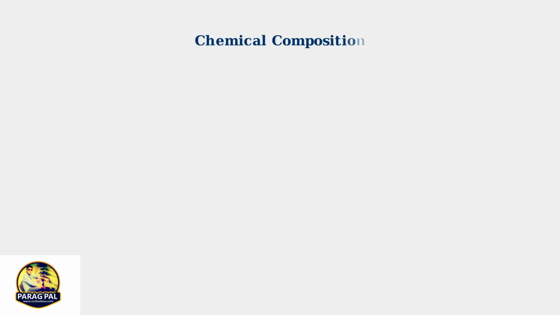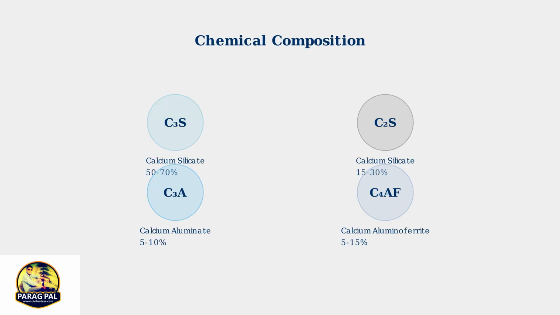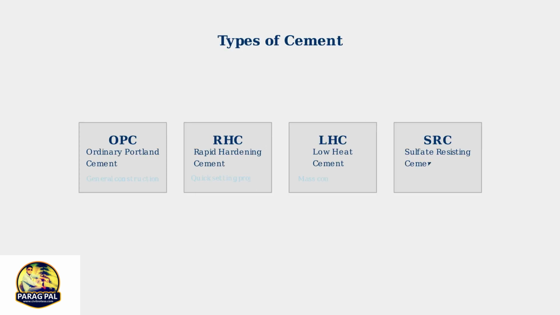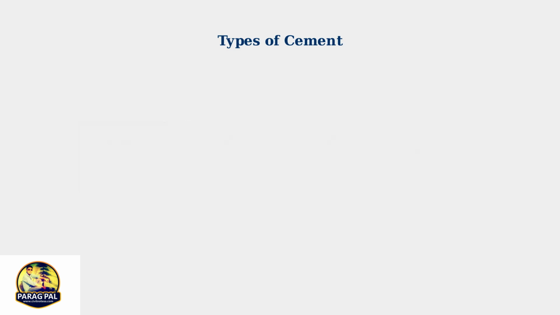The fundamental composition of cement consists of four key chemical compounds. These compounds determine the cement's properties and behavior during hydration and hardening. Based on composition and manufacturing processes, cement is classified into several types. Each type is designed for specific applications and environmental conditions.